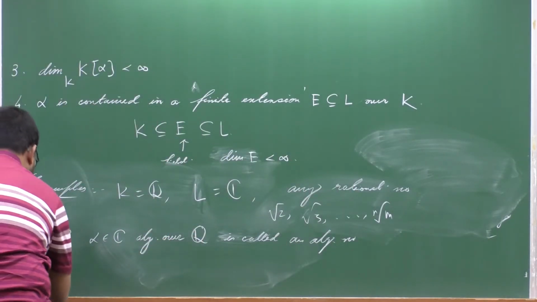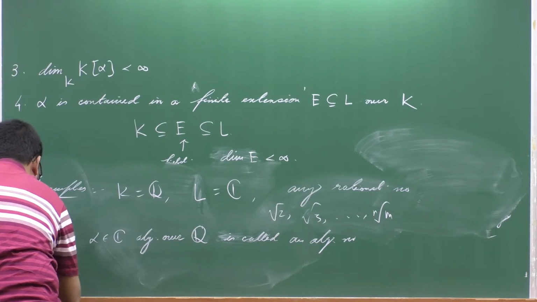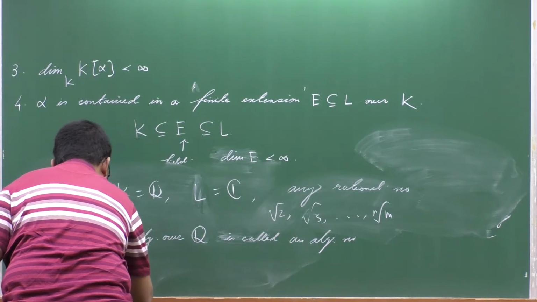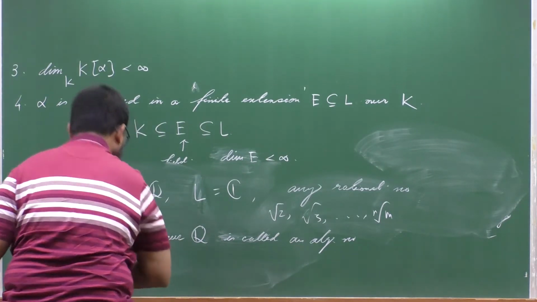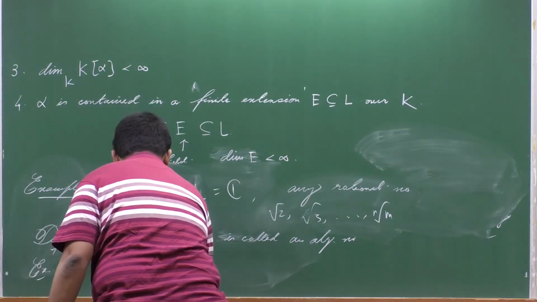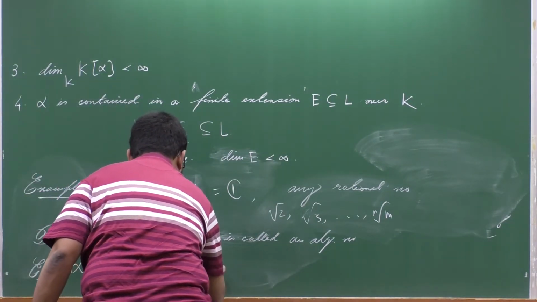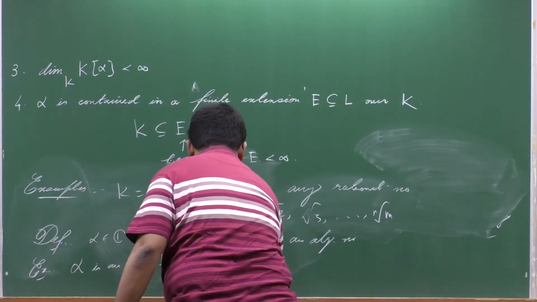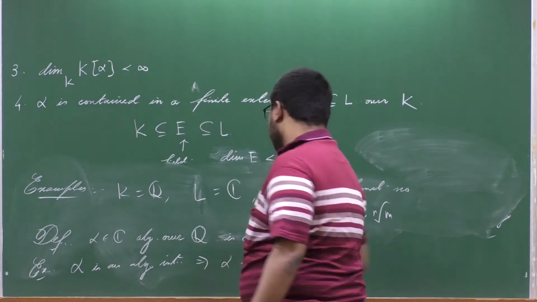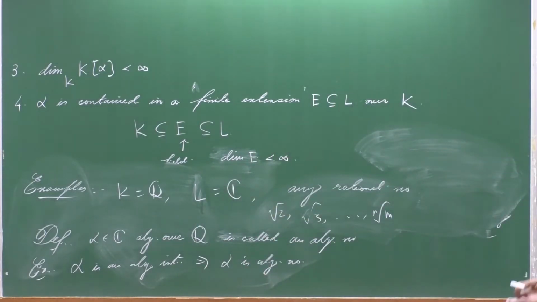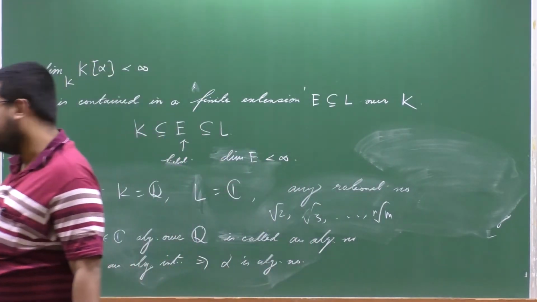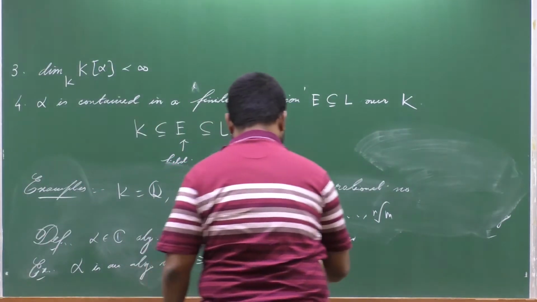Maybe I should leave it as an exercise. Suppose alpha is an algebraic integer, that is, integral over Z; it satisfies a monic polynomial with integral coefficients. Of course that will imply alpha is an algebraic number. Then the converse certainly does not hold, because 1/2 is an algebraic number, not an algebraic integer. But however, here something more is true.